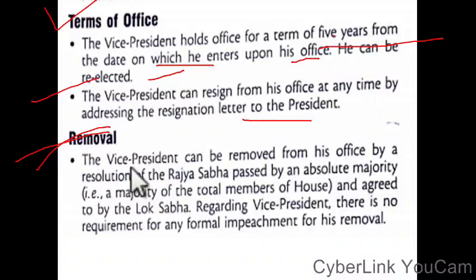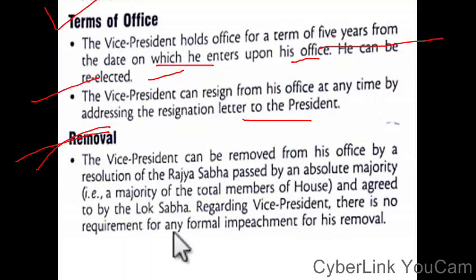Removal. The vice president can be removed from his office by a resolution of the Rajya Sabha passed by an absolute majority, that is, the majority of the total members of the house, and agreed by the Lok Sabha.